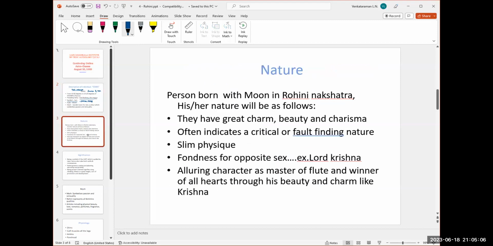Nature. Person born with Moon in Rohini Nakshatra, his or her nature will be as follows. They'll have great charm, beauty and charisma. Often indicates a critical or fault-finding nature. Slim physique. Fondness for opposite sex. Example, Lord Krishna. Alluring character as master of flute and winner of all hearts, through his beauty and charm like Krishna.